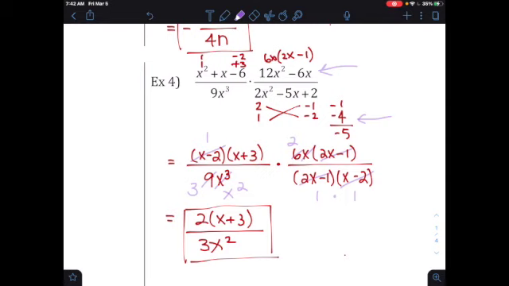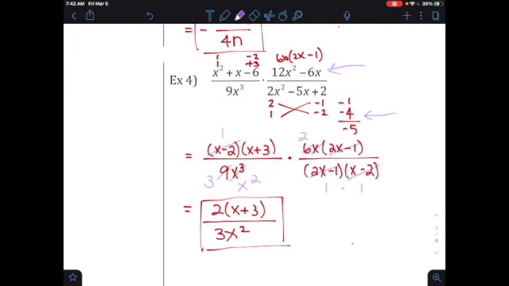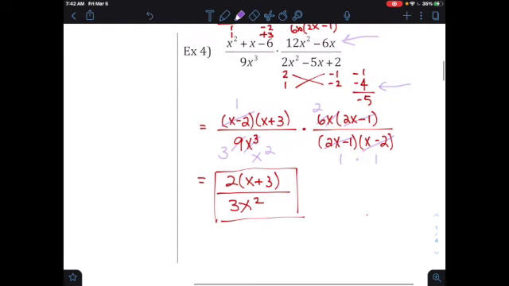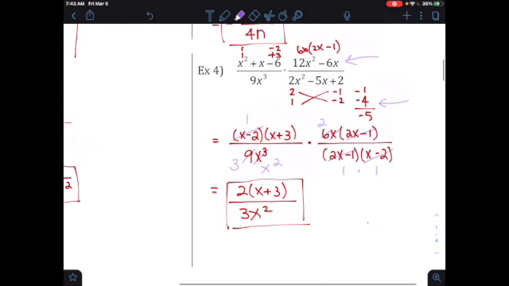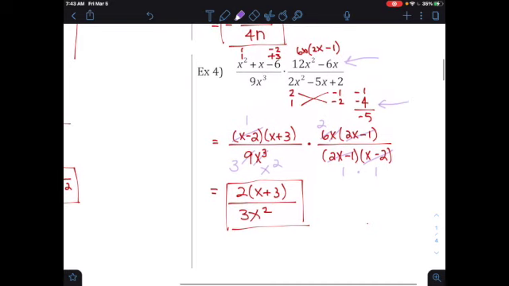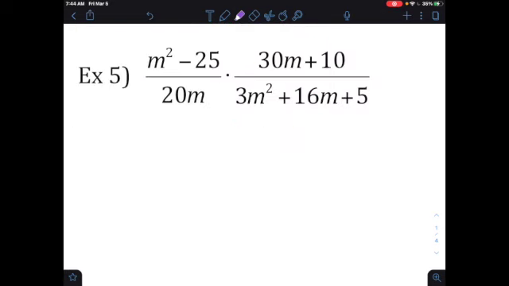So when you collect them together, don't forget it's multiplied across, so that's why it has 2 and it has x plus 3 on top, 2 times x plus 3. On the bottom is going to be 3 times x squared. Don't forget you can cancel out x minus 2 on the first fraction and then x minus 2 on the second fraction because they both are 1 on top and 1 on bottom, and they can cancel. So that's example number 4, 2 times x plus 3 over 3x squared. Please try example number 5.